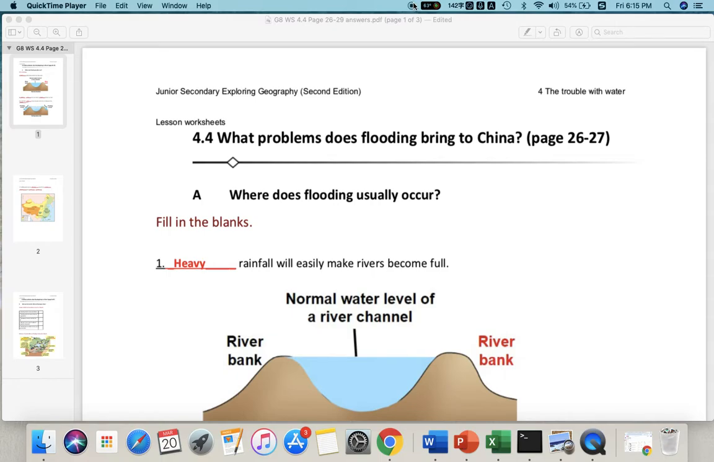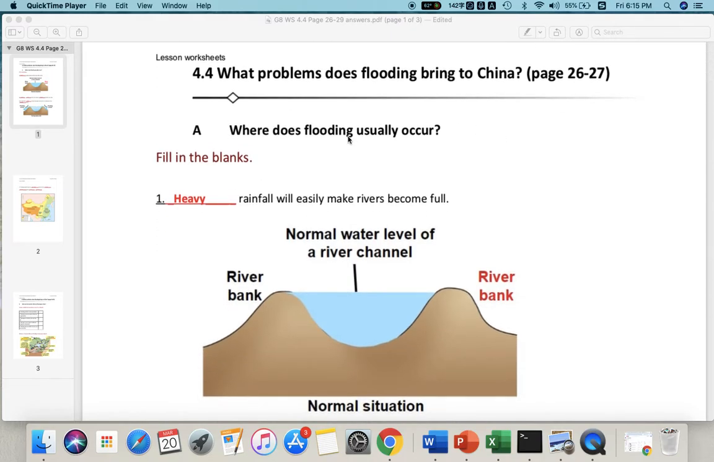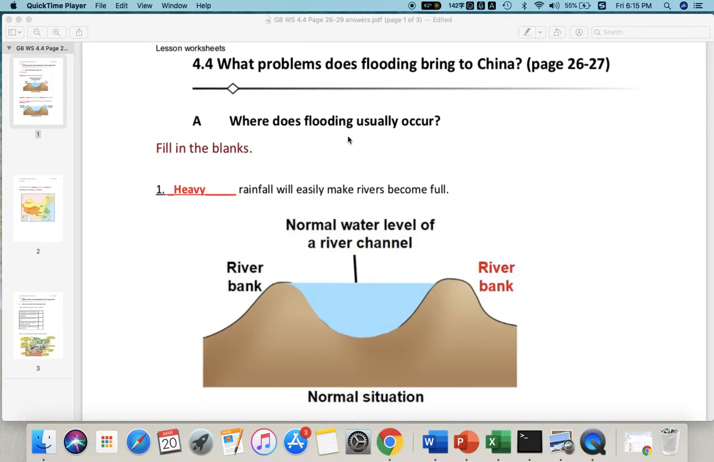Hi everyone. For the homework that you submitted last week, I'm going to explain it in this video, for the worksheet from page 26 to 29. First, pages 26 to 27 of your textbook are talking about some basic concepts about flooding.